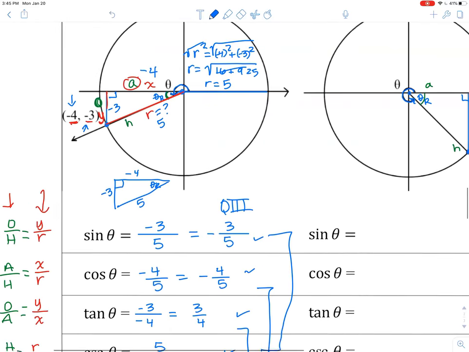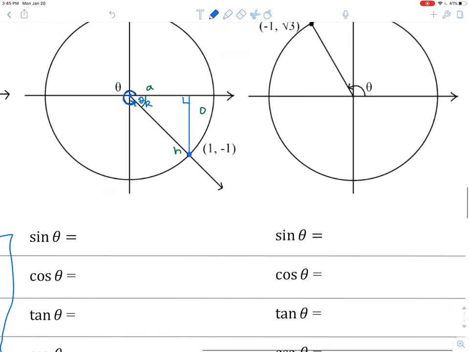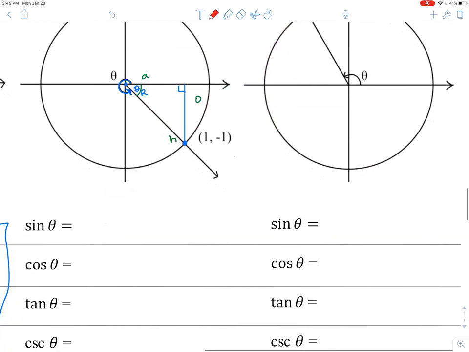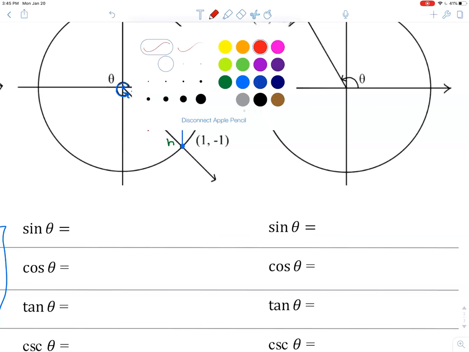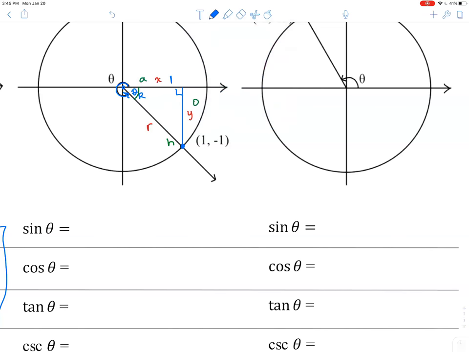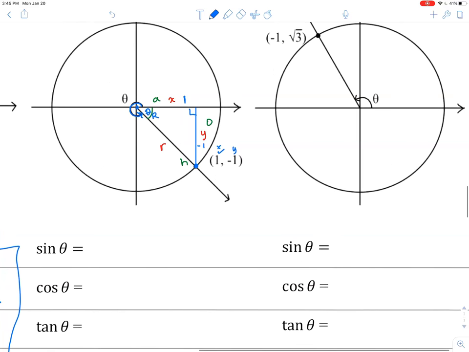This is also considered to be, what color did I do this in? Red. Okay, sorry, I'm just trying to remember what colors I used. Okay, so this is your y measure, which is negative 1. This is your x measure, and then, of course, this continues the radius. The hypotenuse is the radius. So let's just fill in those values here. We know our x is 1. And our y is negative 1, and we need the radius.